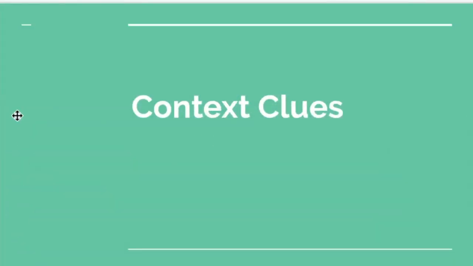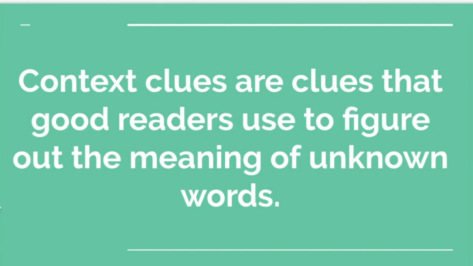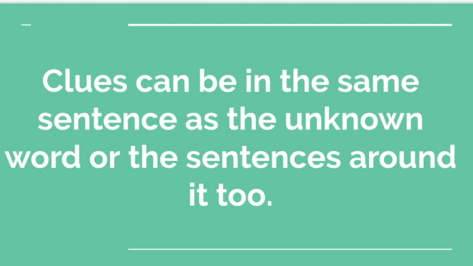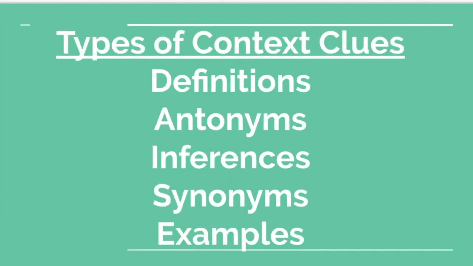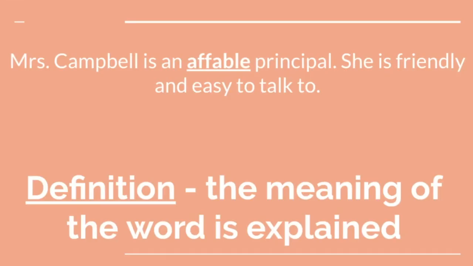Context clues. Context clues are clues that good readers use to figure out the meaning of unknown words. Clues can be in the same sentence as the unknown word or the sentences around it too. Types of context clues: definitions, antonyms, inferences, synonyms, and examples. Let's look at an example of each type of context clue.